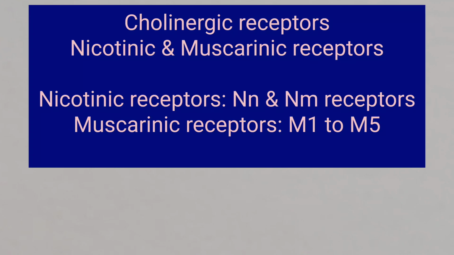The cholinergic receptors are divided into nicotinic receptors and muscarinic receptors. The nicotinic receptors are further subdivided into NN receptor and NM receptor. The muscarinic receptors are of 5 subtypes, that is M1 to M5. Of these receptors, M1, M2 and M3 are well characterized.